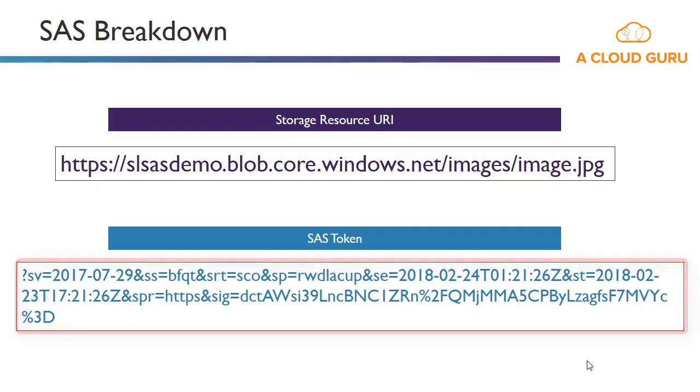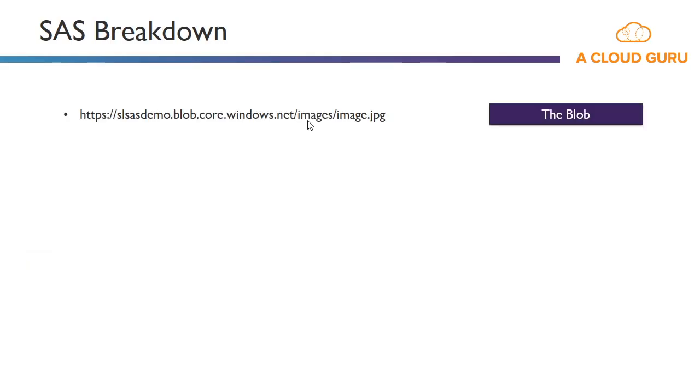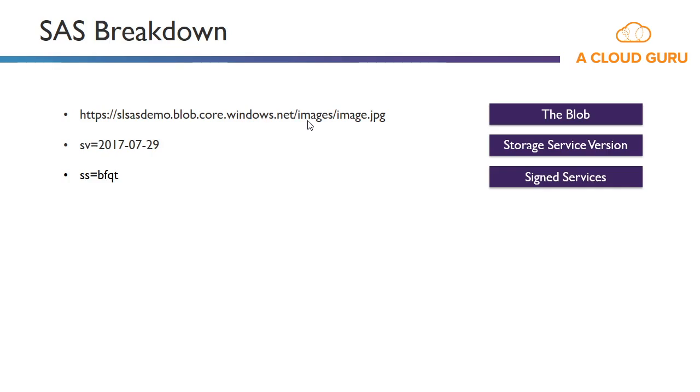It helps if we go ahead and break that piece down further. To begin, let's start with our blob that we know we have. We have our image.jpg. That's the first part of the entire URI. Then we have the storage service version. This must be set to version 2015-04-05 or later for it to work at the moment. That's the current as of the documentation. And then we have SS equals BFQT.